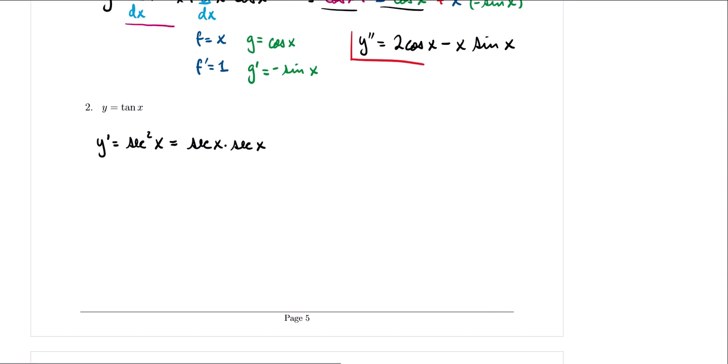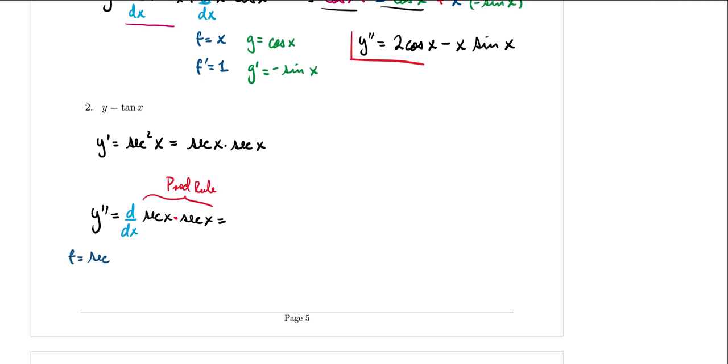Okay, so what is the second derivative for the secant squared of x? Well, that's just going to be equal to our derivative for the secant of x times the secant of x, which now is involving a product here. So we're going to go ahead and need the product rule. Okay, so once more, identifying the functions that are multiplying, here the f is the secant function, and the derivative for the secant function is going to be a secant times a tangent of x.